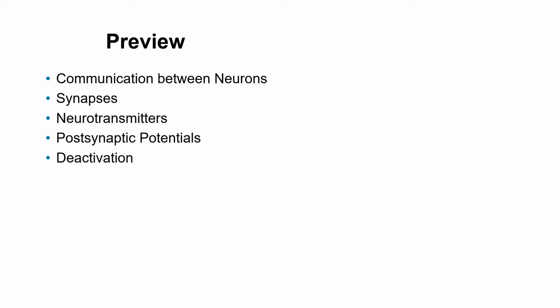So looking at what we're going to do in this chapter, we're going to look at communication between neurons. We're going to cover synapses and the synaptic gap and the presynaptic and postsynaptic and all of that fun stuff. We're going to do a brief introduction to neurotransmitters, yet unlike what I asked for in the discussion this week, we're not going to get into neurotransmitters that much because we will get into those in detail in Chapter 4. Then we're going to talk about postsynaptic potentials, and finally finish up a little bit with deactivation.